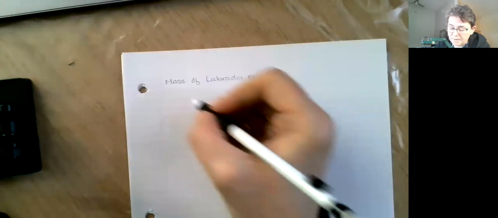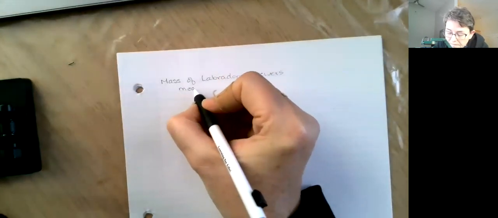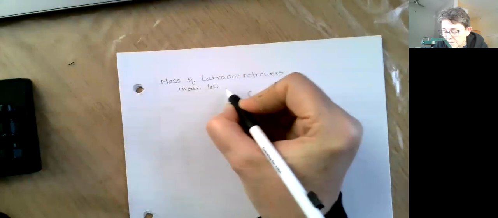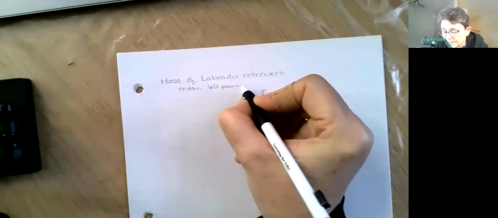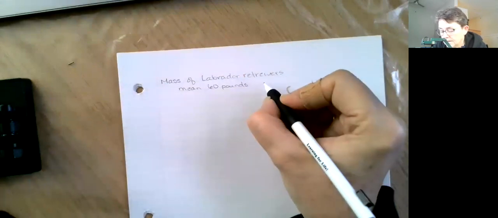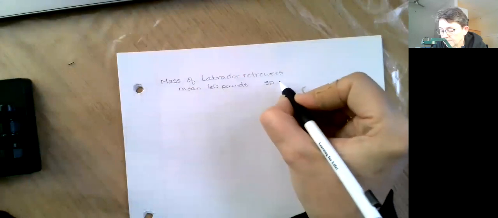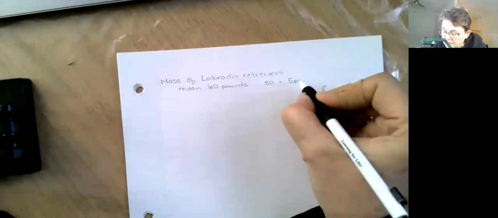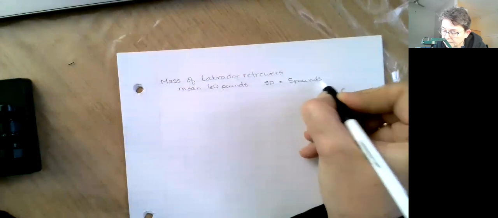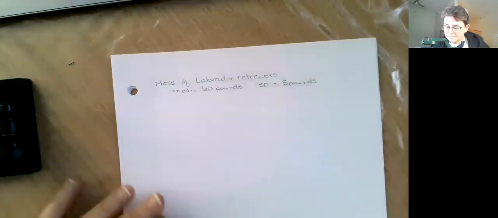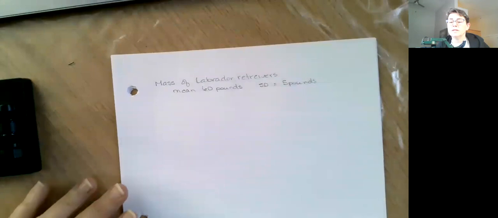Okay, let's say the mean is 60 pounds and the standard deviation is equal to 5 pounds. Okay, so we're going to draw the graph.